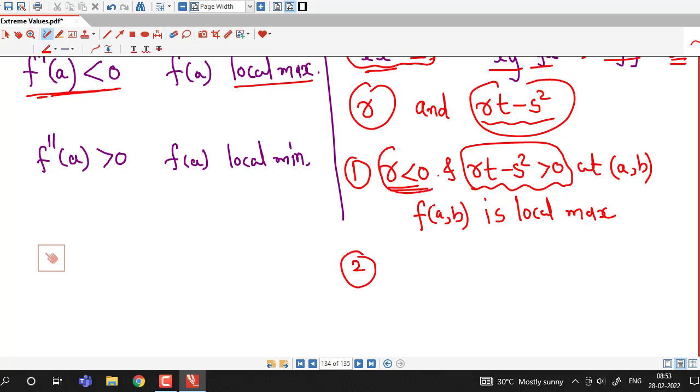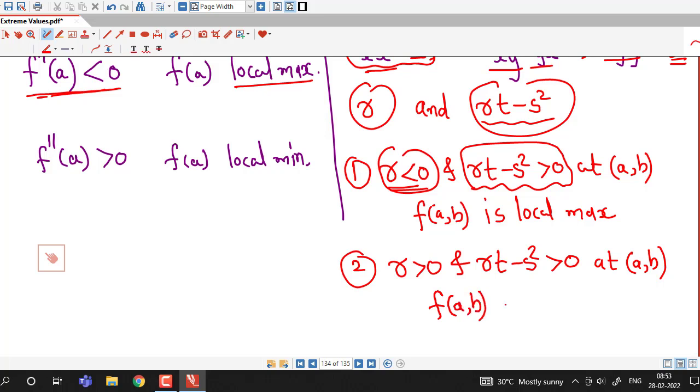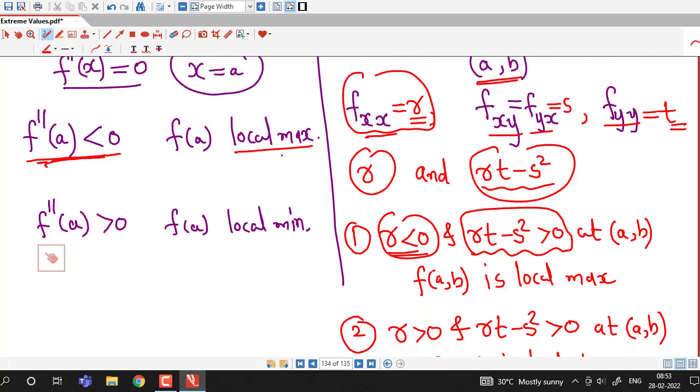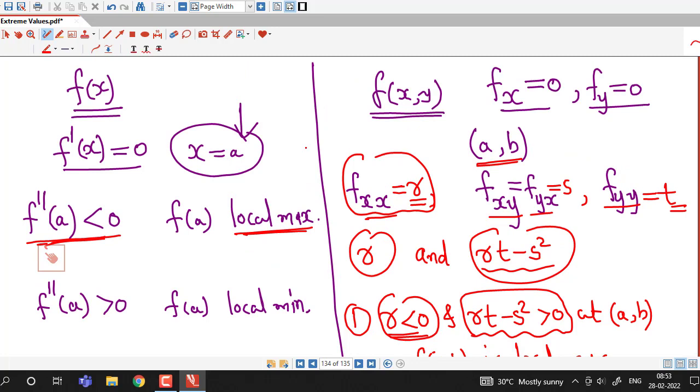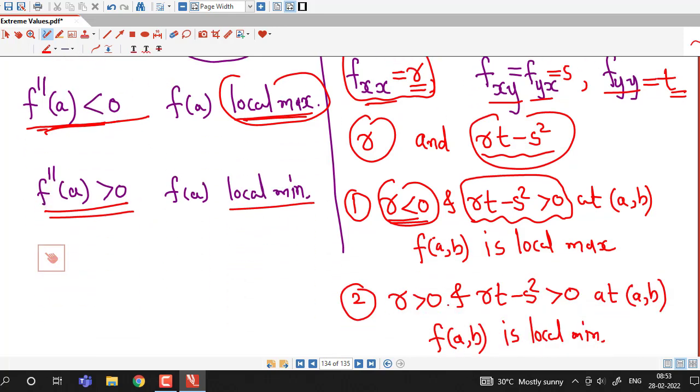Now another possibility is r is positive and we keep rt minus s square positive. If r is positive and rt minus s square is positive at point AB, then f of AB is local minimum. So if second order derivative is negative, we are having local maximum, and if second derivative is positive, we are having local minimum. So same thing here.